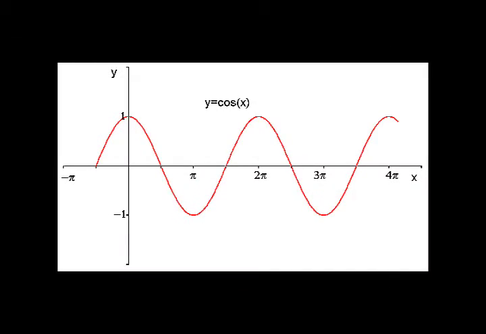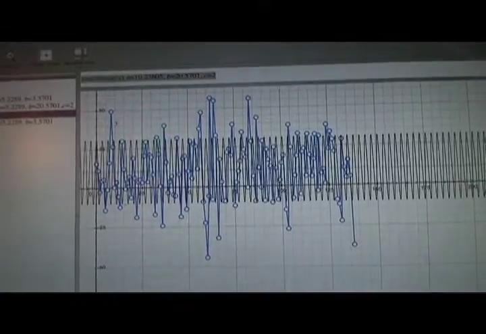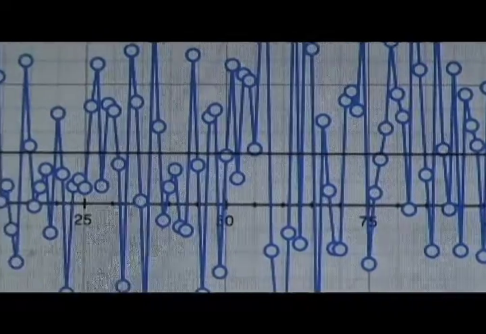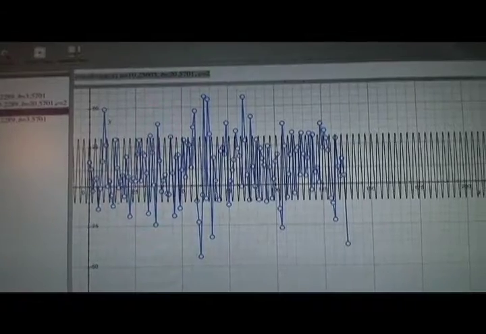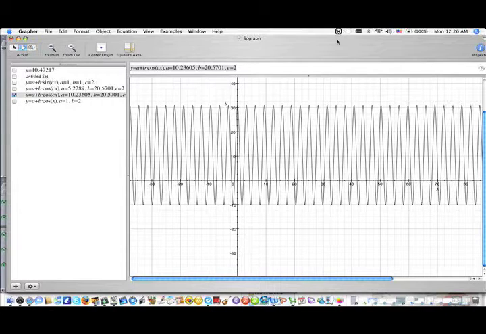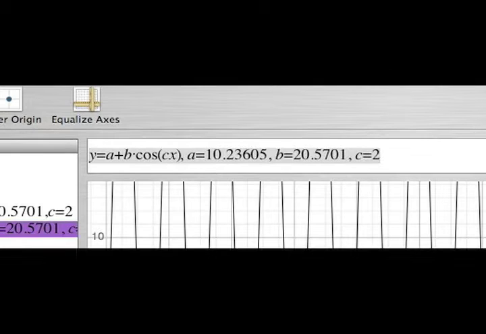We can then take the mean of the S&P 500 data points in order to determine a midline. The mean here turned out to be 10.37. From our knowledge of stretching, shrinking, and shifting a plotted graph, we can conclude that a good formula for the S&P across years is y equals a plus b cosine of cx, where a equals 10.23605, b equals 20.5701, and c equals 2.